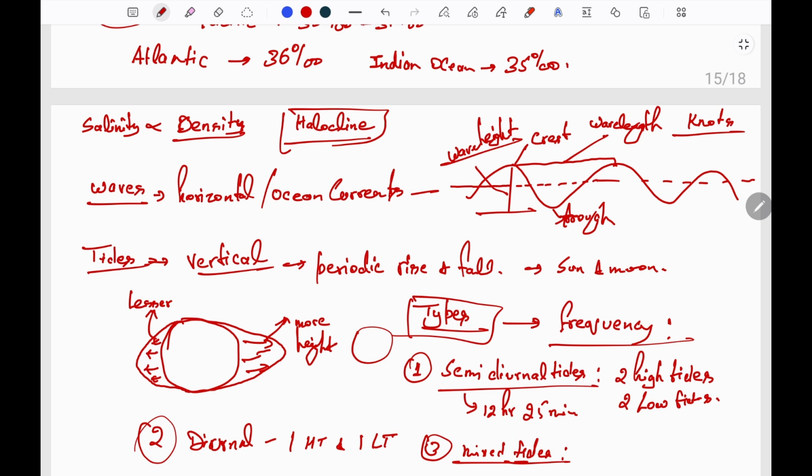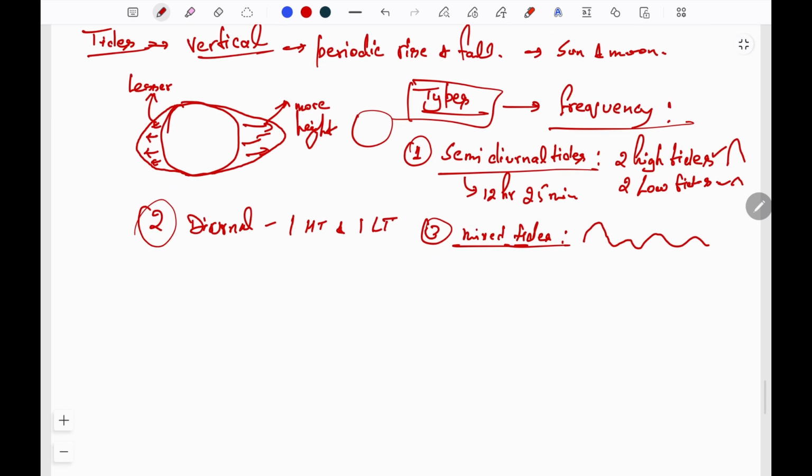So they have variation in their heights. These, both the high tides and low tides, are equal in their heights and frequency. And these mixed tides have variations like this. They are both of the same amplitude and height. Now comes the division of tides on the basis of the position of the sun, moon, and earth.